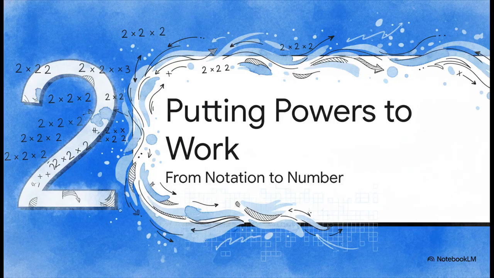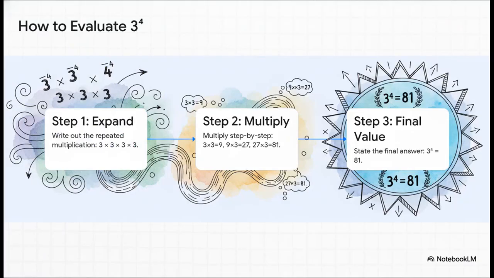Okay, so we know what the parts are called. But how do we go from this neat little package back to an actual number? Let's walk through how to do the math. It's actually a really simple 3-step process. First, you just expand it out. Write down the long version, 3 times 3 times 3 times 3. Then you just multiply, going from left to right. So 3 times 3 is 9, 9 times 3 is 27, and 27 times 3 is 81. And that's it. That's our final number. The most important thing here is remembering that 3 to the 4th power is 81.